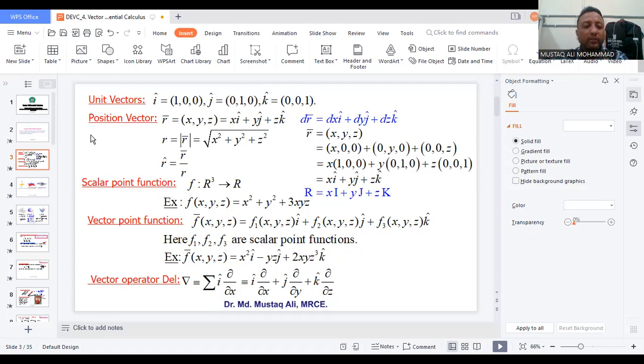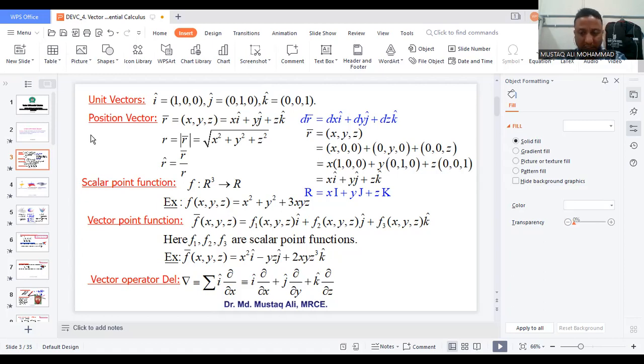So here you can see that f maps R cube to R. R cube means the triplet xyz, an ordered triple of xyz. F of xyz equals, here the given function, x square plus y square plus 3xyz. It is a scalar value, only scalar, without any direction.